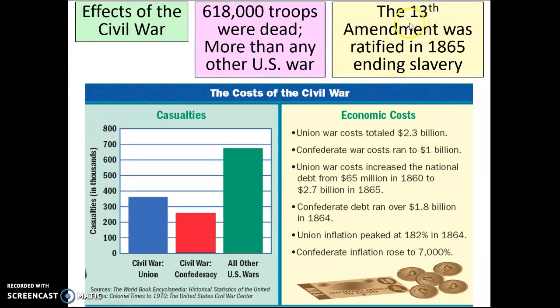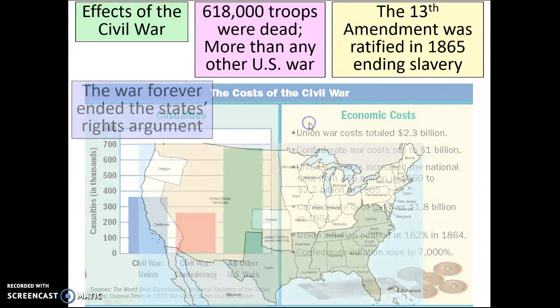A little bit on the good side, though. The 13th Amendment will end up being ratified in 1865, and this officially ends slavery. Slavery is no longer going to exist anywhere within the United States. This is an amendment to the Constitution, so that is the end-all be-all. That is the law of the land, so slavery is illegal.